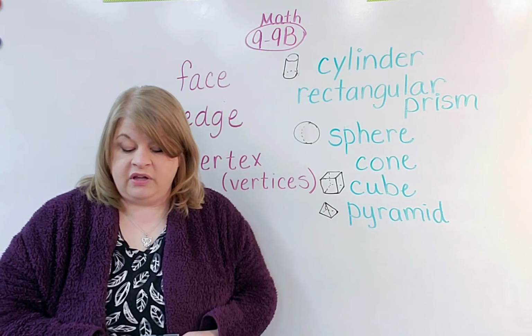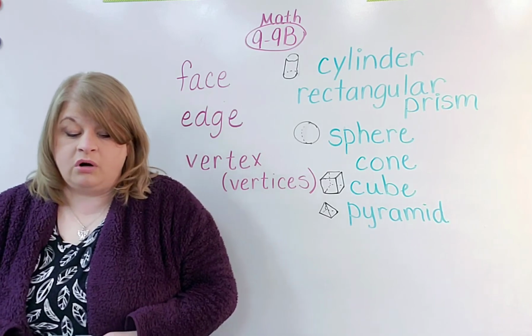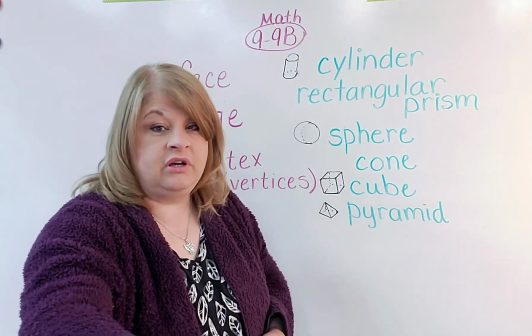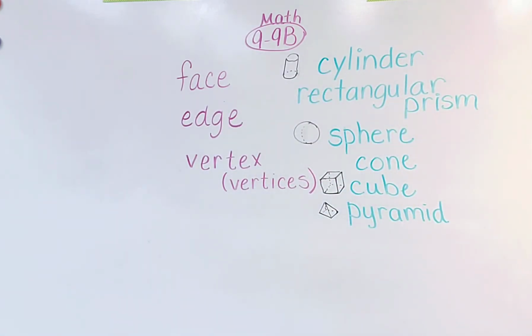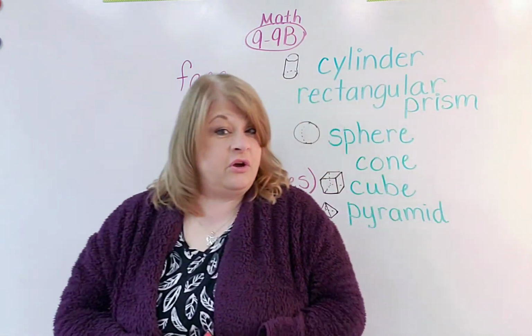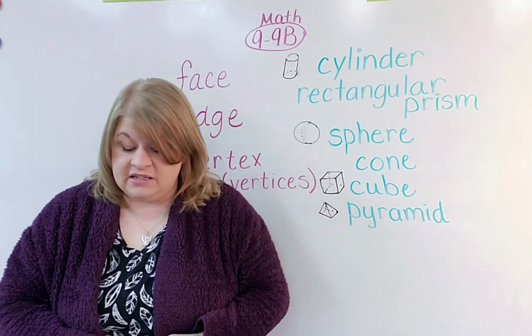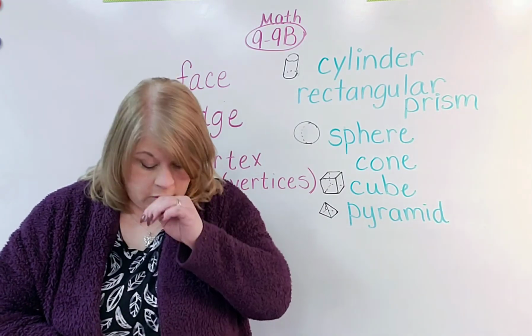I am a space figure with 5 faces, 8 edges, and 4 corners. Let me go look at my box. Let me see if I have one of these. I think I do, and I'm going to show it to you. It's got 5 faces, 8 edges, and 4 corners.